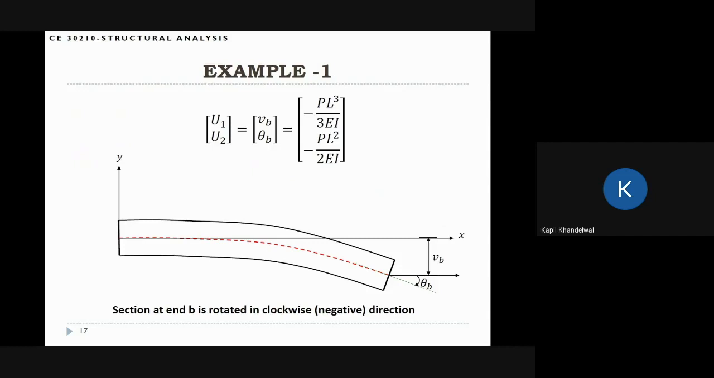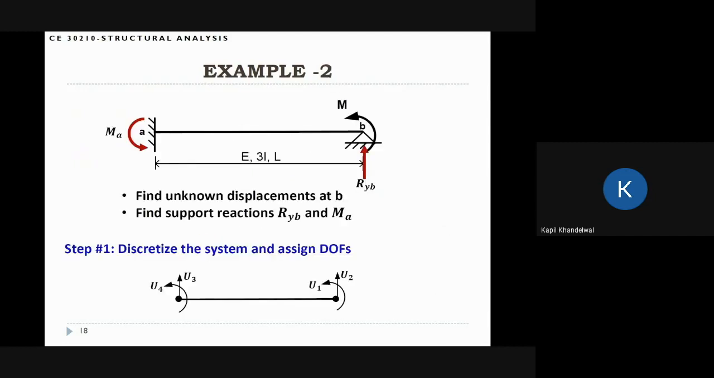So let's move on to the second example. In the second example, we have a beam again. In this case, one end is fixed. There is a hinge at the other end. So at the end B, the section is allowed to rotate, but the vertical displacement is not allowed.